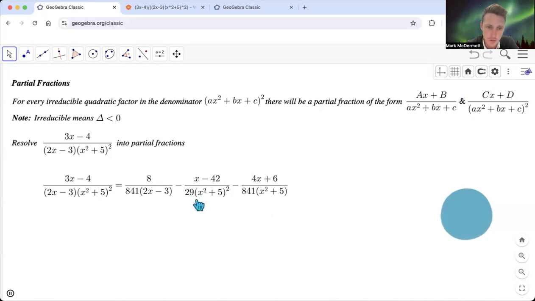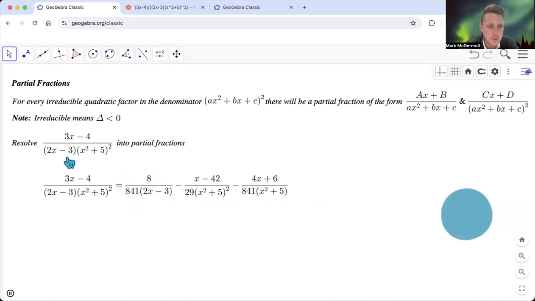So we see that we've got a repeated irreducible quadratic factor here, so this first part is going to be in our denominator. So we're going to get (x squared plus 5) all squared. That's going to be one of our denominators in our partial fraction. And then this one here corresponds to this one, x squared plus 5 is one of our factors in the denominator of one of our partial fractions.